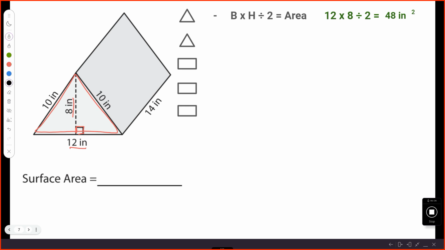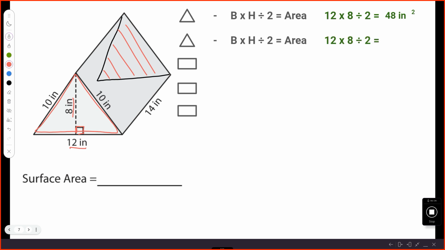Because it is a triangular prism, the triangle in the back is going to be the exact same size. So it's also base times height divided by 2, or 12 times 8 divided by 2, or 48 inches squared.